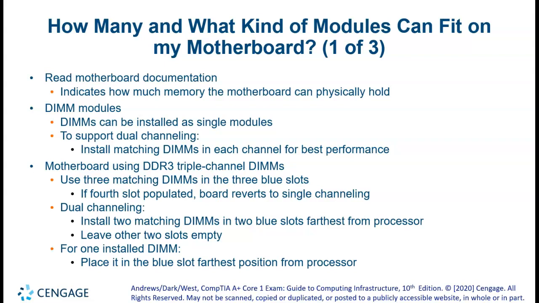DIMM models. DIMMs can be installed as single modules or to support dual channeling. Install matching DIMMs in each channel for best performance. Motherboard using DDR3 triple channel DIMMs: use 3 matching DIMMs in the 3 blue slots. If all 4 slots are populated, the board reverts to single channel. Dual channel: install 2 matching DIMMs in the 2 blue slots furthest from the processor. Leave the other 2 slots empty. For 1 DIMM, install it in the blue slot furthest from the processor.